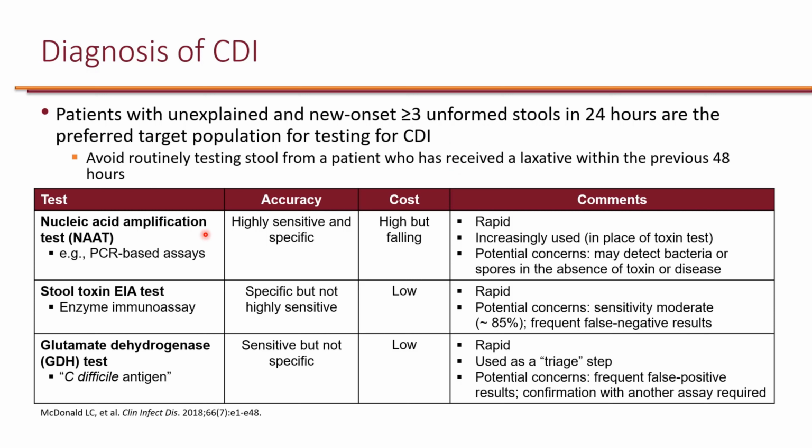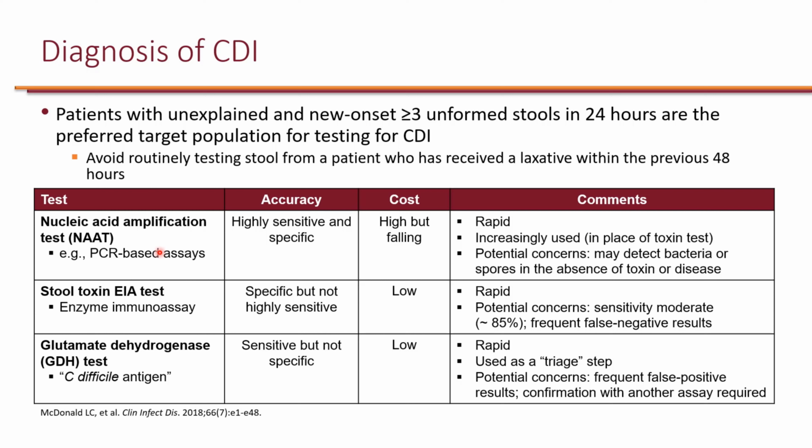Now, in general, the 3 commonly used tests include the nucleic acid amplification test or NAT. So this is basically a PCR-based assay. We also have the stool toxin enzyme immunoassay test. We also have the glutamate dehydrogenase or GDH test, which is considered a C. diff antigen. Now let's take a look at the differences between these.